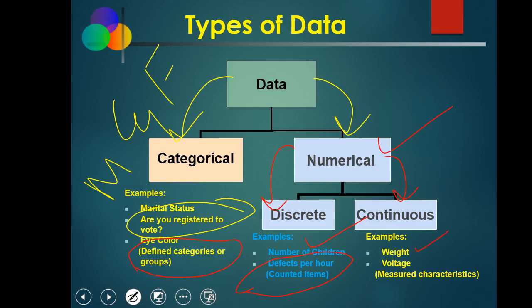Similarly, weight, a person having a weight of 70.5 kg or another having a weight of 65.4 kg. This is continuous data. And similarly, voltage we usually measure as continuous data.